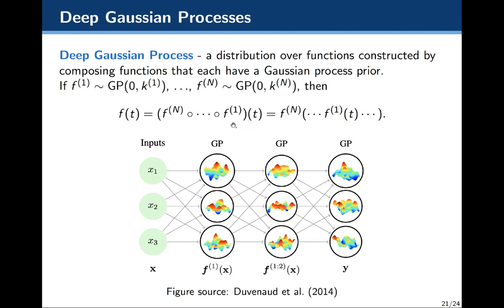And then we just stack these GPs. So we get an input. Here's a diagram, an input, and we apply a GP to that input. We get some new output, which becomes the input to the next layer. And again, these are all vector valued functions here.